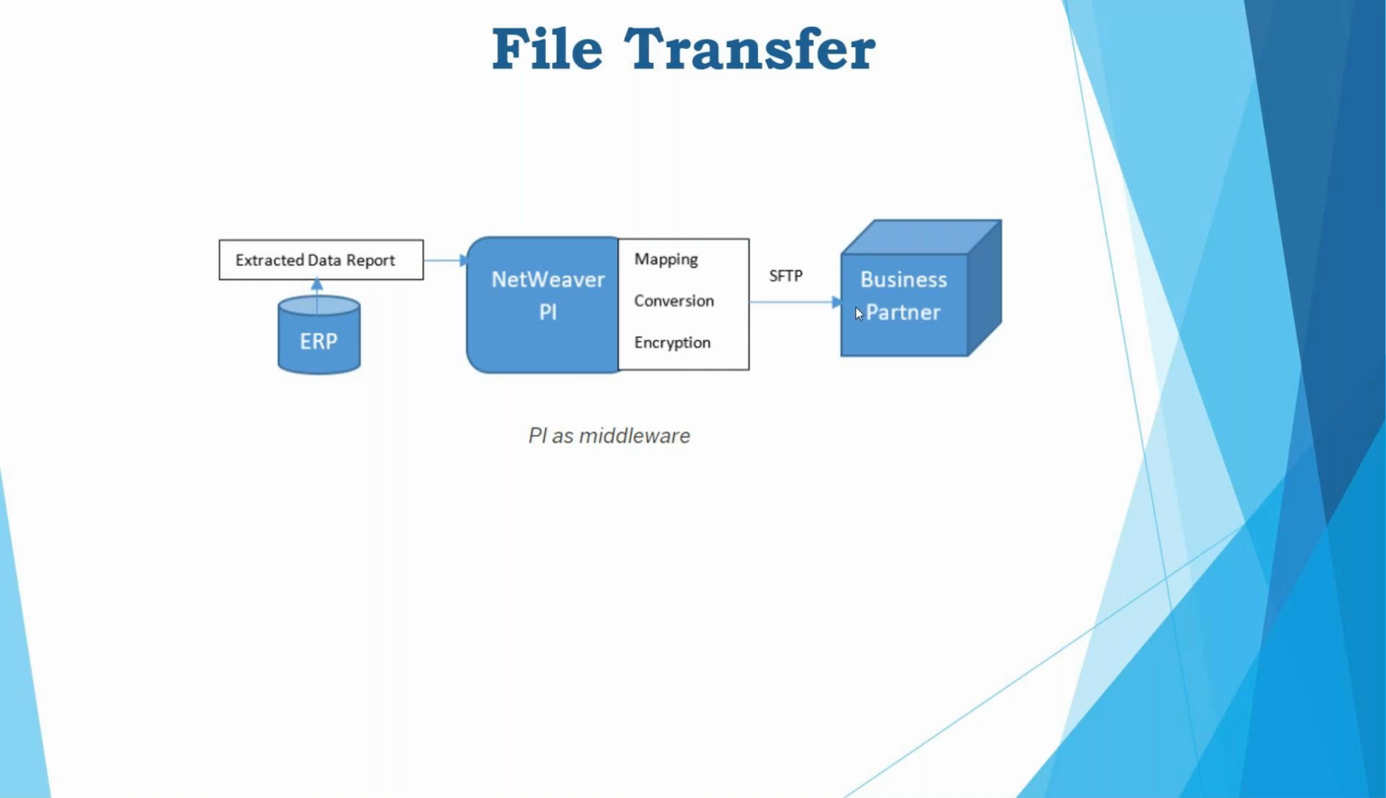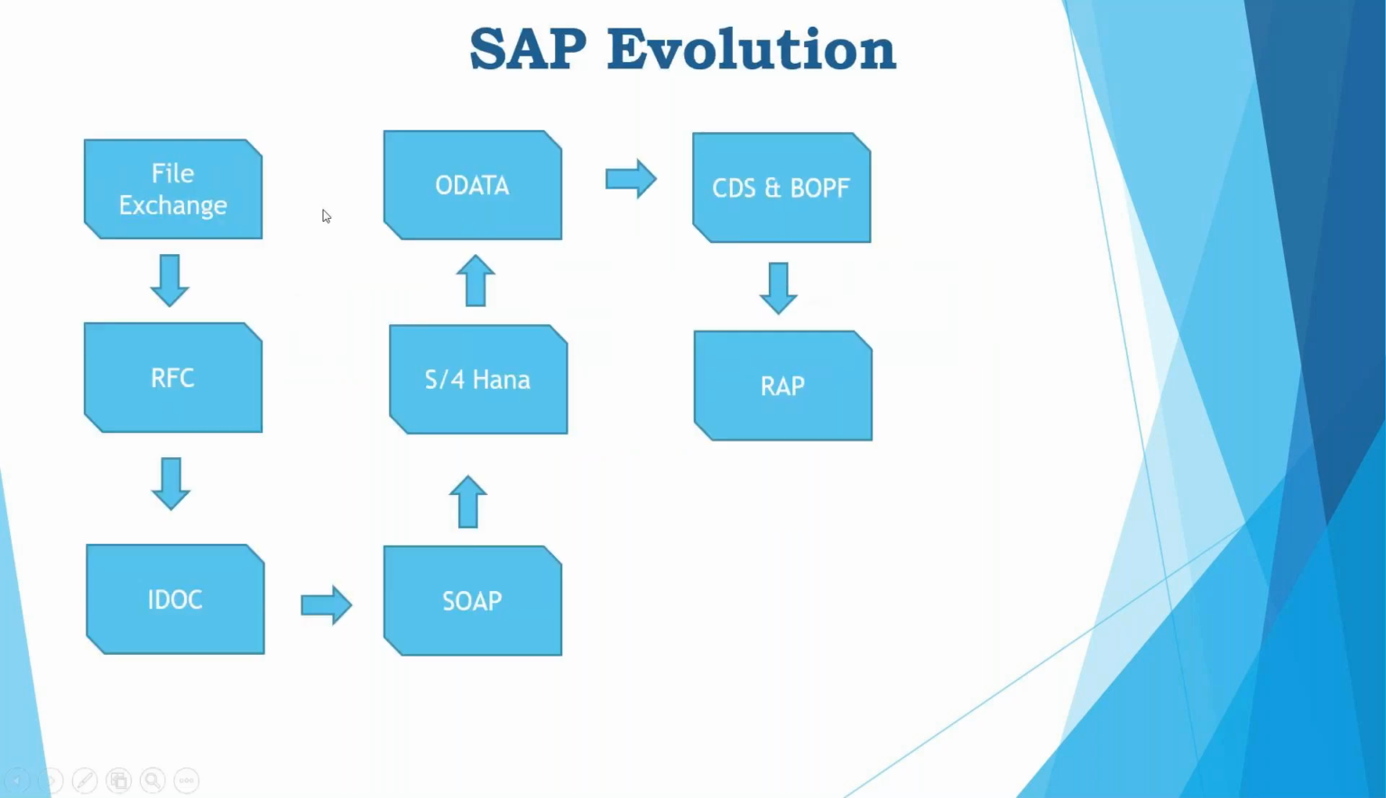Using FTP and SFTP, we used to transfer the data. That is what we are doing. Yes or no? Right? Correct. So this is one of the techniques which we are using. Then later RFC came into the picture. Yes, this is also another approach. It is also a classical model.